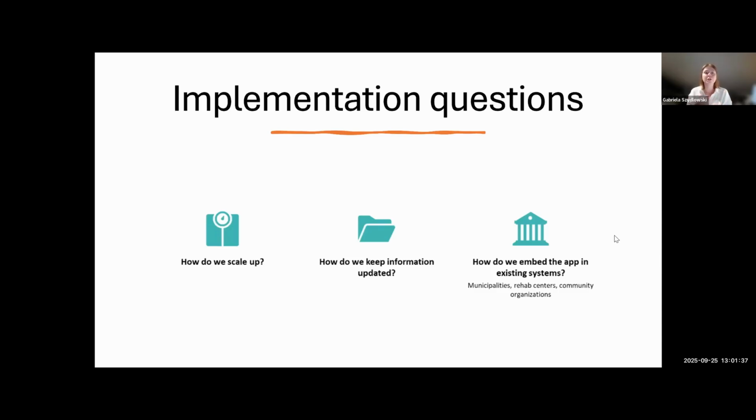So if community organizations are aware about the app and understand the utility of the app, whenever they have a new programming come out, they can just take the time to input that information in the app as well. So it's more accessible. If we have good relationships with community organizations, when the programming is not available anymore, they can always message us, and we can just disable the activity on the go in the app. So going with this, we're asking ourselves, how do we scale up? How do we keep that information updated? And how do we embed the app in existing systems?